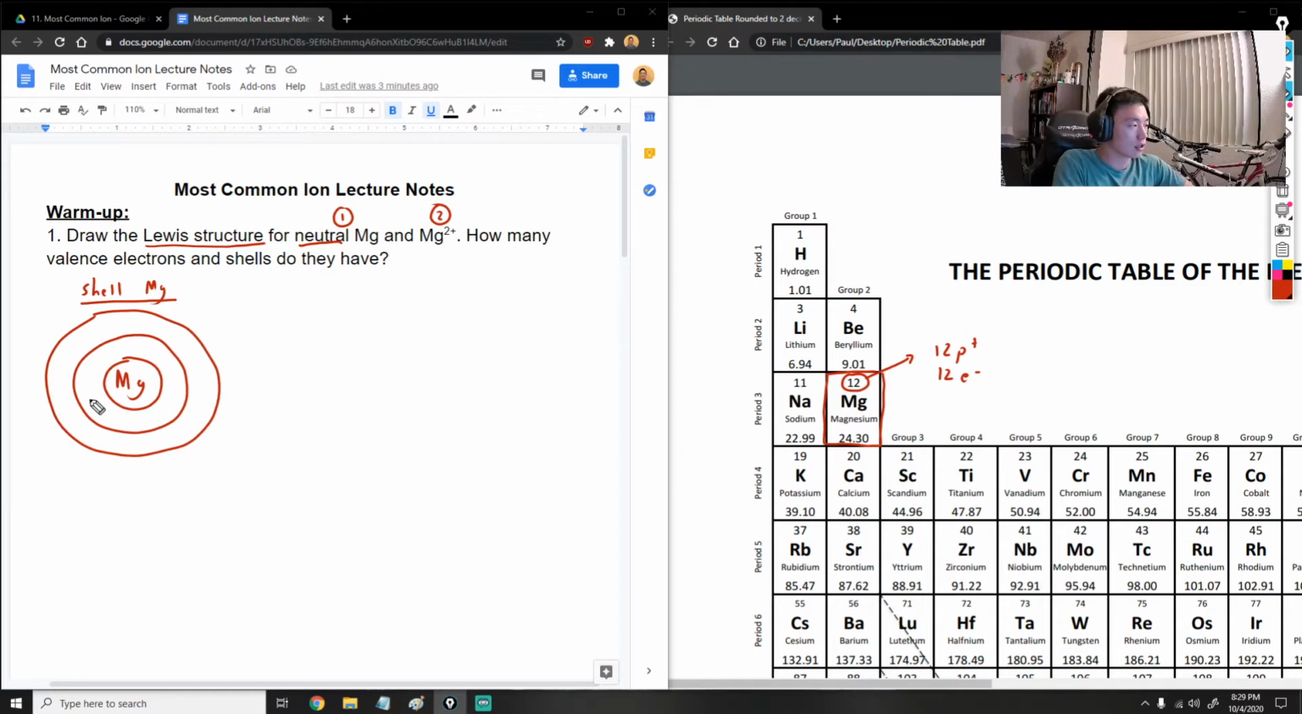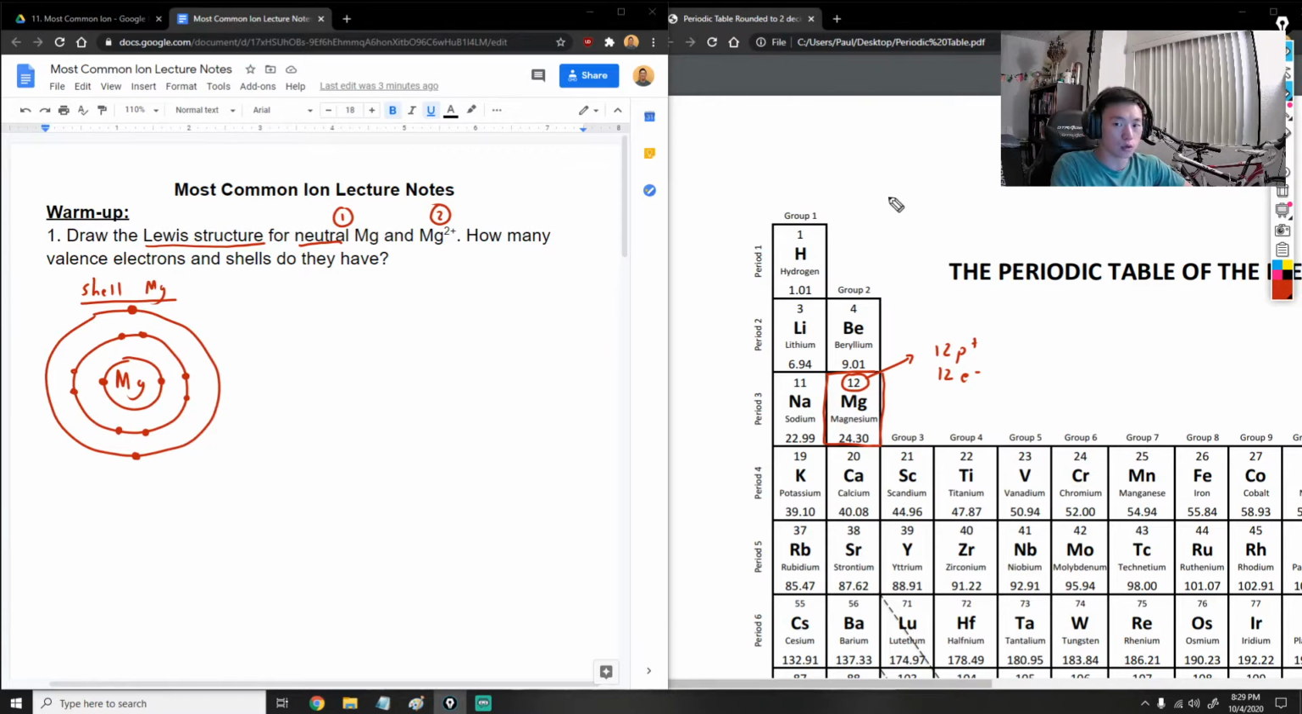Okay, so we're going to fill in the electrons from the inside out. So we have 1, 2 in the first shell. We have 3, 4, 5, 6, 7, 8, 9, 10. And then we have our last two, 11, 12.